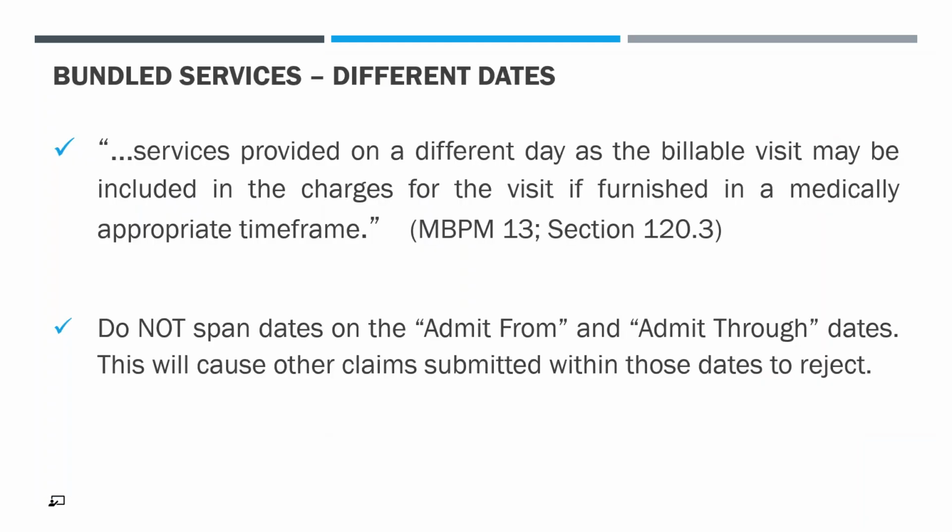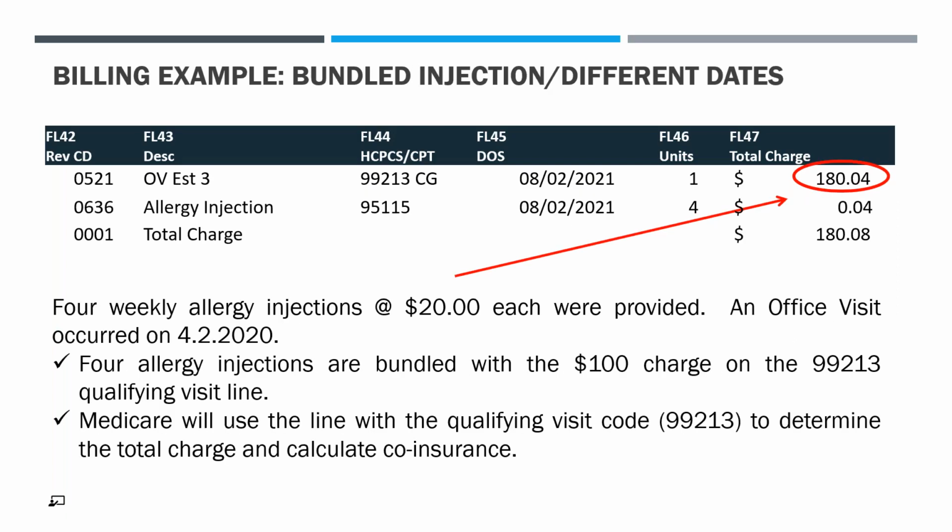So we also talked about our situations where we have bundled services on different dates. For example, an allergy injection. Part of my guidance down here, don't span the dates, actually contradicts the claim processing manual. But if you span the dates on our claims, what you'll find is here we have 4 allergy injections. Let's say these were 1 per week.